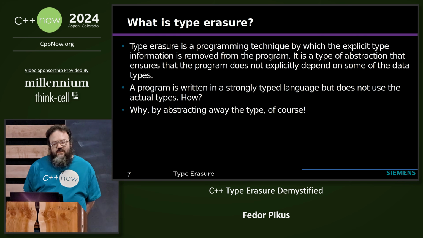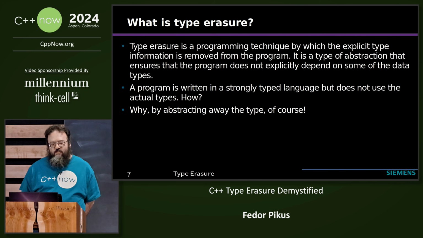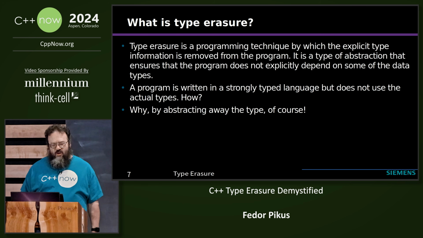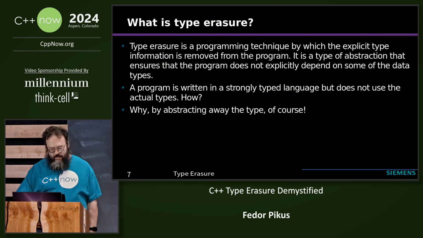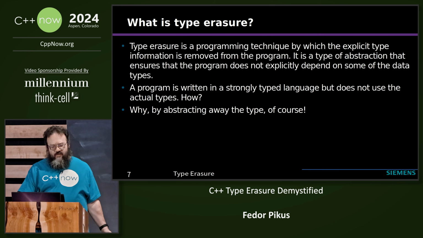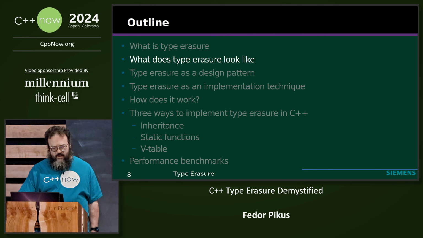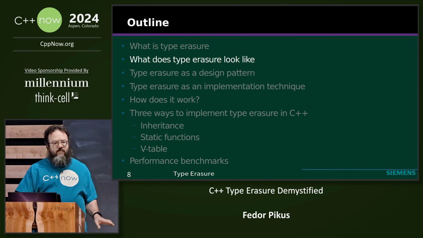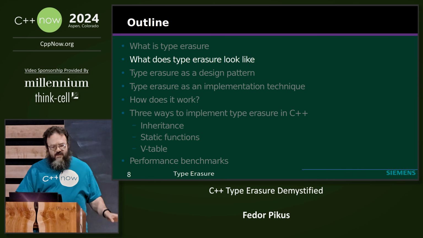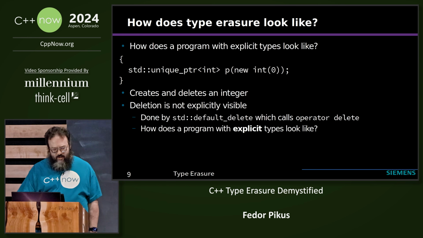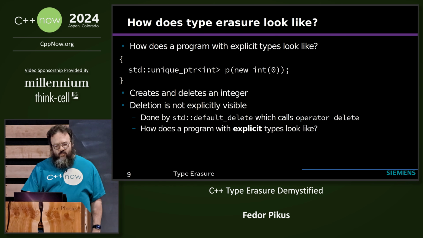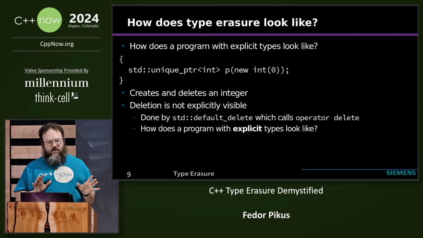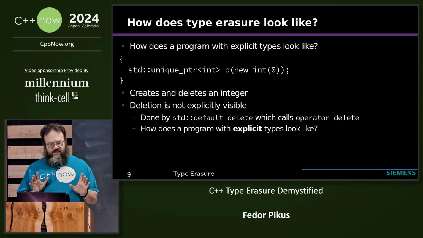So, a program that is written in a strongly typed language but doesn't use the type that has been erased. So how does this actually work? Well, it's some kind of abstraction. So first, let's see how it looks. I'll just show you what a program that employs type erasure looks like, and then I'll explain what's actually happening under the covers. We'll start with a non-type-erased program because I'm going to contrast the two.